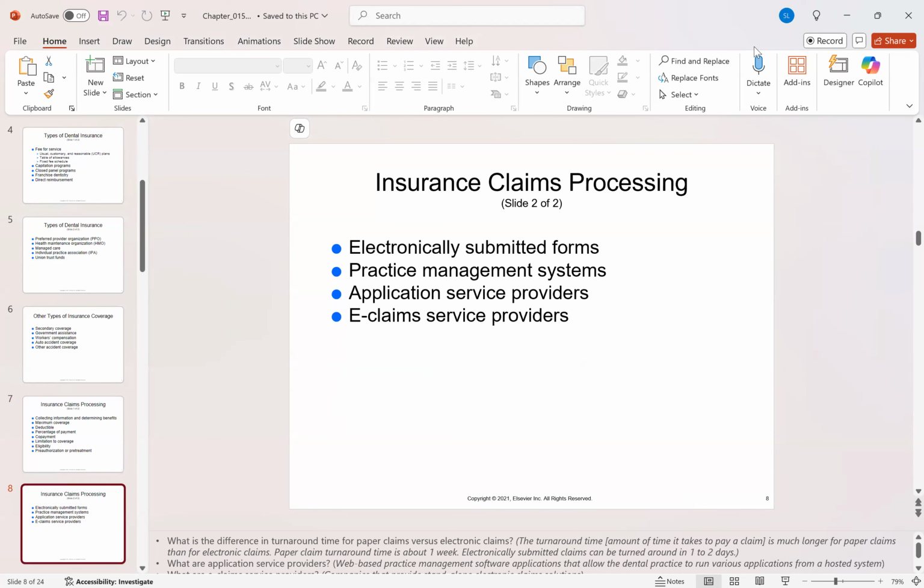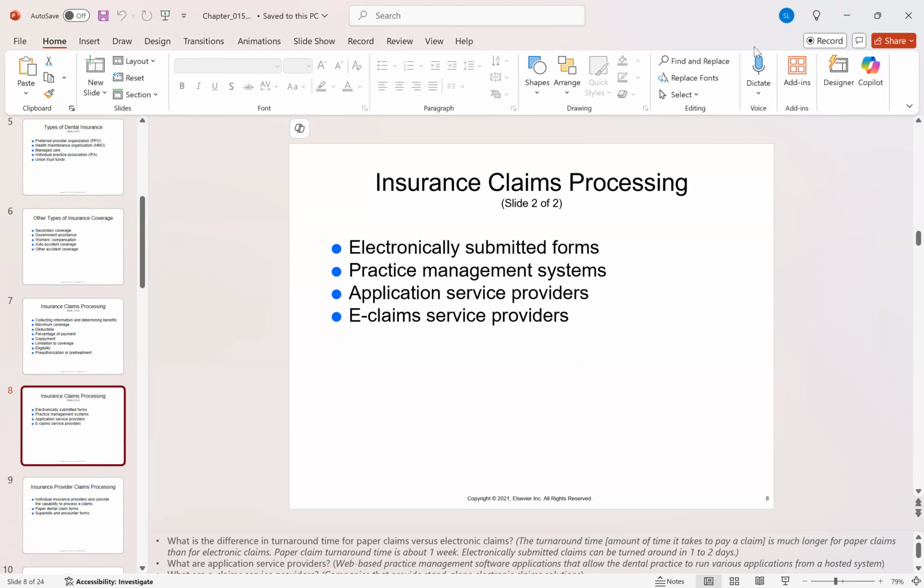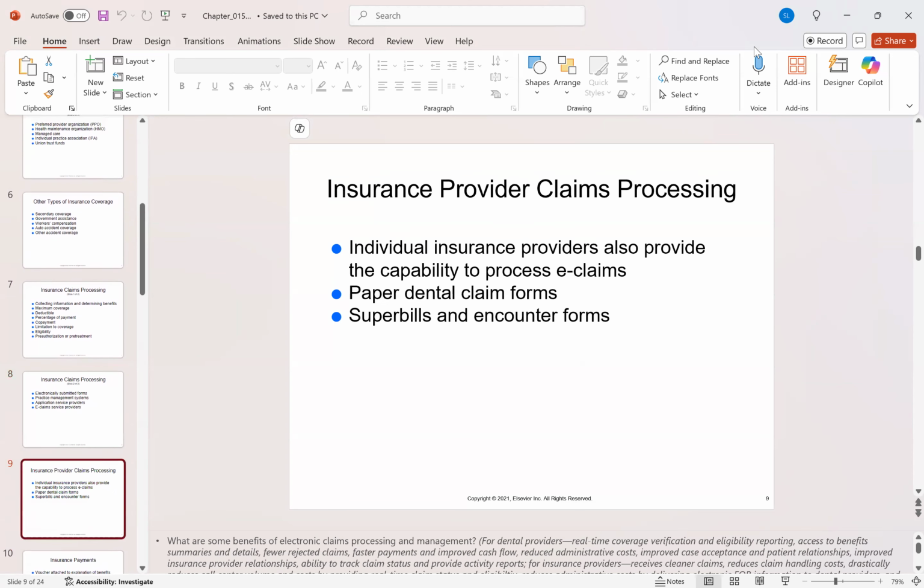We can electronically submit forms. This means submitting electronically to the insurance company for payment, using our practice management system, application service providers, and e-claim service providers. Individual insurance providers also provide the capability to process e-claims. Or we can use the paper dental claims form and send that through the mail, and use super bills and encounter forms.